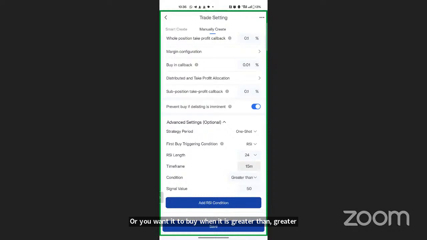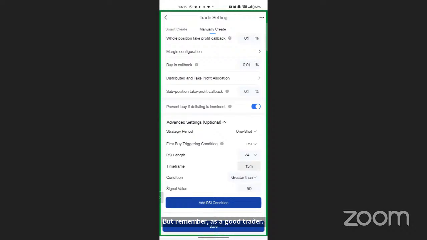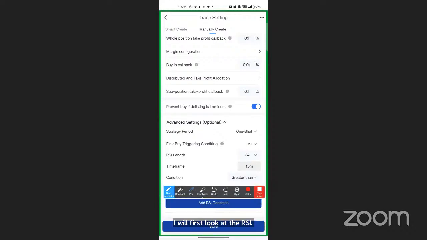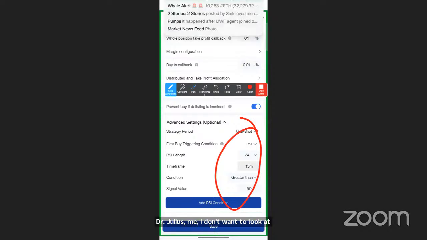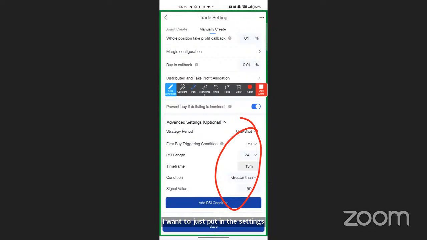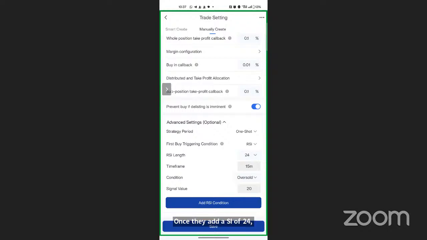But remember, as a good trader, I will first look at the RSI before I put in the settings here. But if someone could ask me, Julius, I don't want to look at the RSI. I want to just put in the settings, and when the coin gets to that level, let my robot buy. Then the best one is the oversold area. Once the RSI of 24 or that of 6 or that of 12 gets in the oversold area, let the robot buy. That is the best.